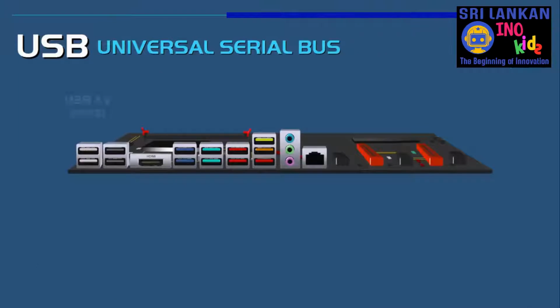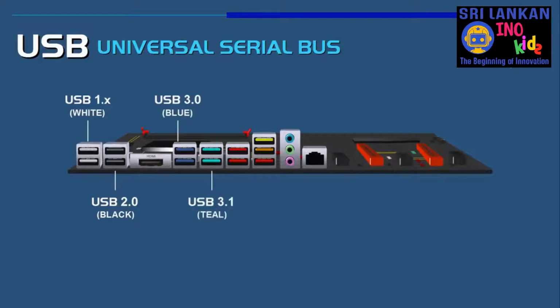Now USB 1.0 and 1.1 ports will have a white color. Now these ports are old, slow, and outdated, and you won't find them on modern motherboards anymore. USB 2.0 ports will have a black color, and even though they came out in the year 2000, you will still find them on motherboards today. USB 3.0 ports will have a blue color, USB 3.1 will have a teal color, and USB 3.2 ports are red.